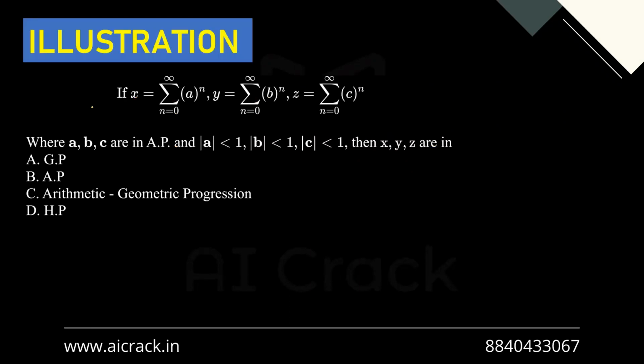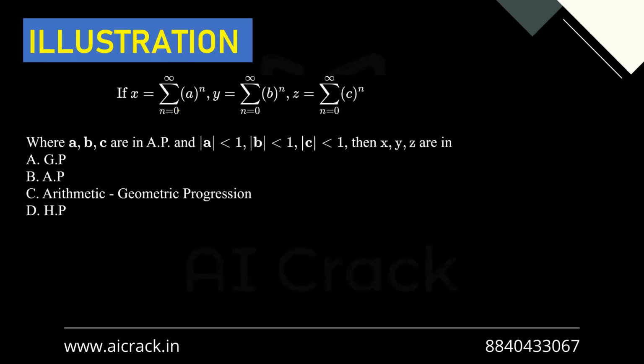So let's start with one problem. If x equals sigma this, y equals sigma this, and z equals sigma this, where a, b, c are in AP and mod a, mod b, mod c, all three are less than 1, then x, y, z are in these options. Now let's try to write x.